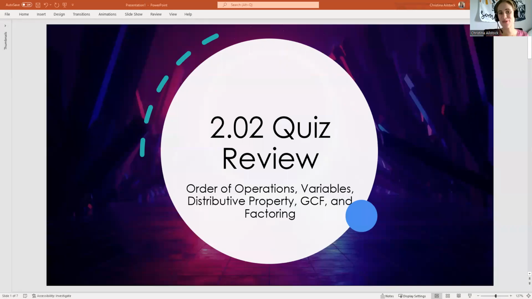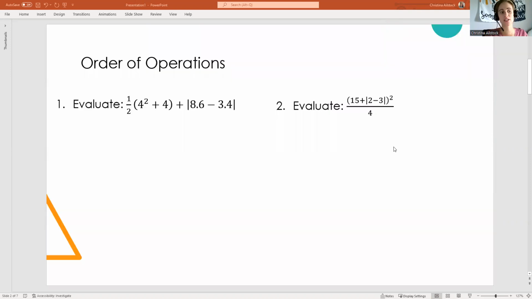Hi everyone, we are going to go through a 202 quiz review. So the topics on the 202 quiz are order of operations, variables, the distributive property, greatest common factor, and factoring. So first, let's start with our order of operations.